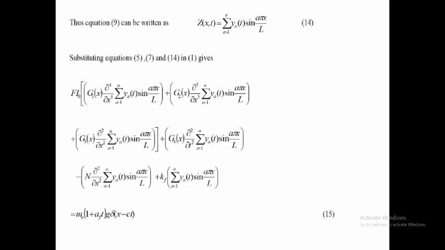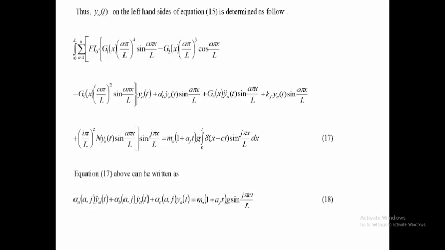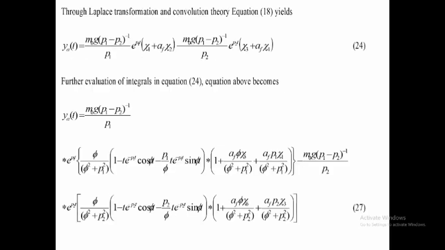Thus, equation 9 can be written as given in equation 14. Then substituting equations 5, 7, and 14 in equation 1, we have equation 15. To determine the coordinate in modal space, we multiply equation 15 all through by sine j pi x over L. So we arrive at equation 16. Then in rearranging equation 17 above, we have equation 18.